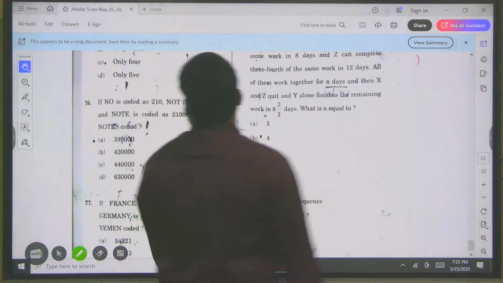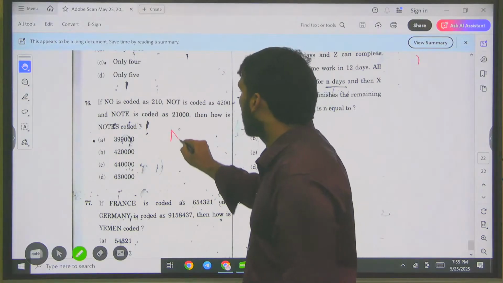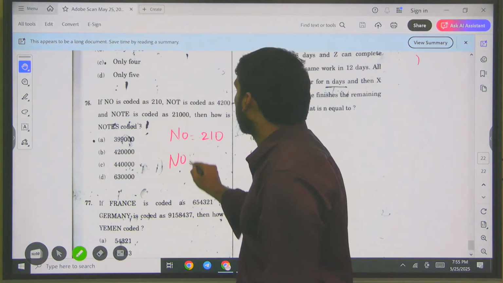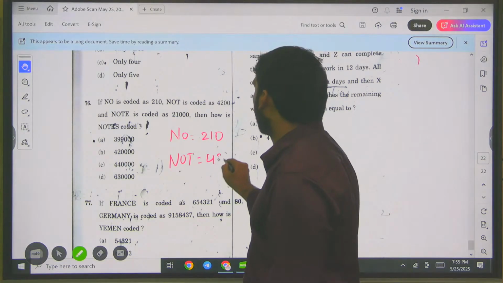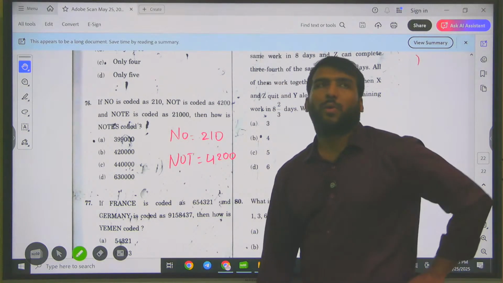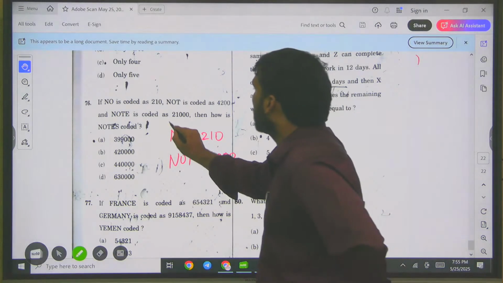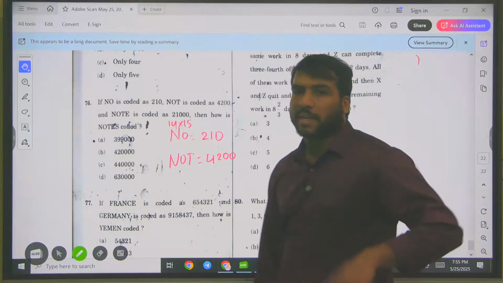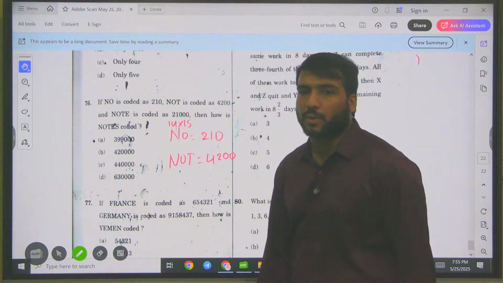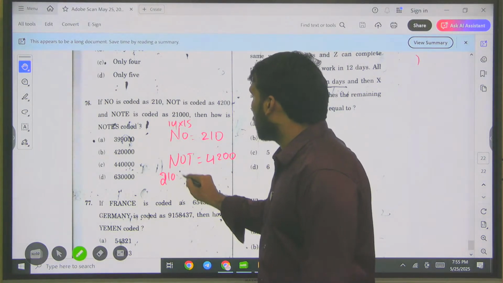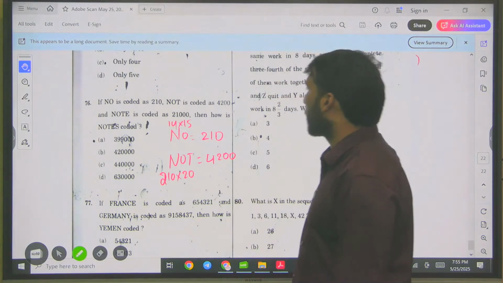No is coded as 210. Not is coded as 4,200. No is coded as 210. So n is 14 into 15. 14 square is 196. 196 plus 14 is equal to 210. 210 into 20 is equal to 4,200.